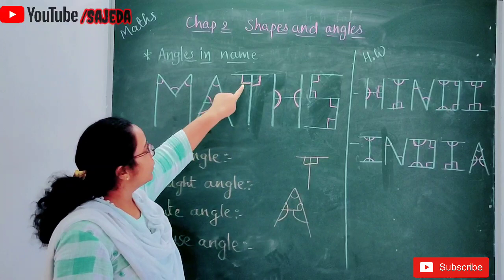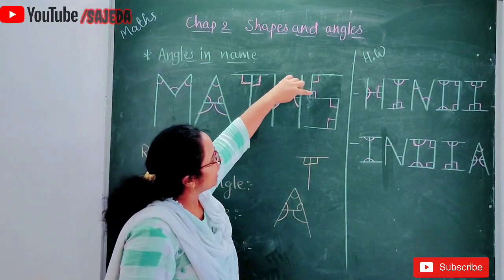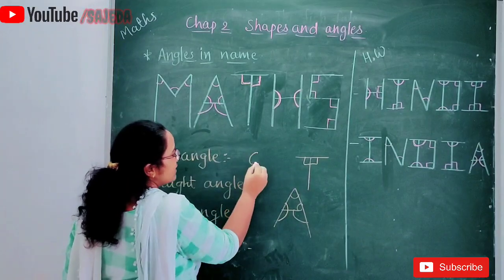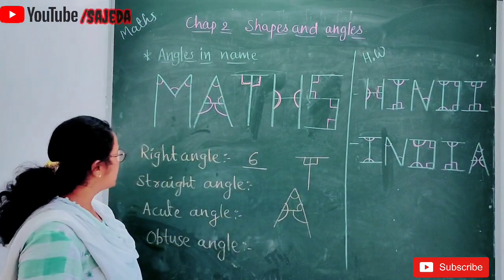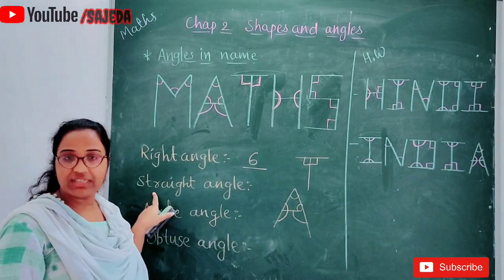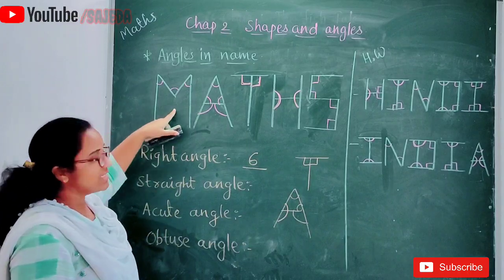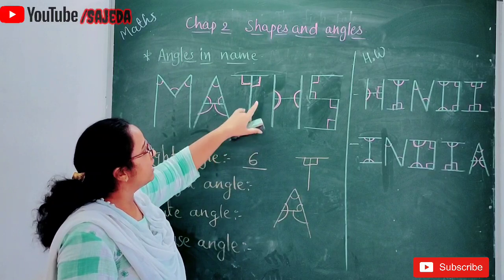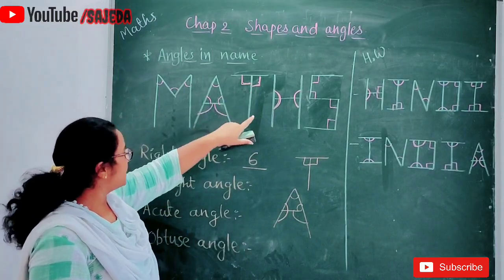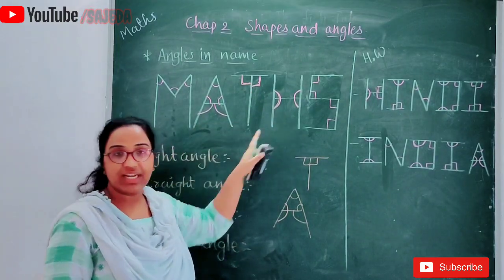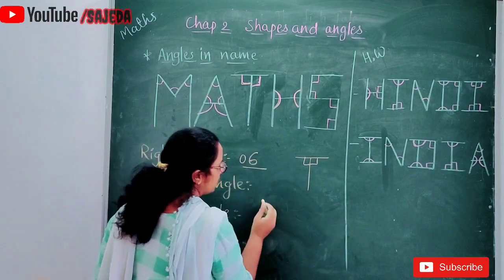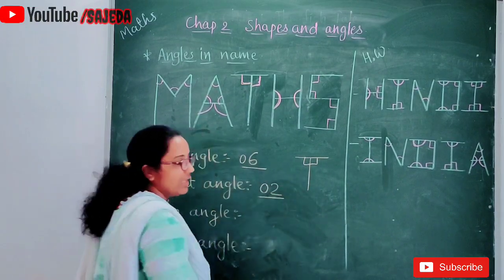So right angles 1, 2, 3, 4, 5 and 6. So in this spelling there are 6 right angles. Now next is straight angle. In M there isn't any straight angle. In A there isn't any straight angle. In T only 2 and they both are right angles. In H there are 2 straight angles. So here we will write 2 straight angles.